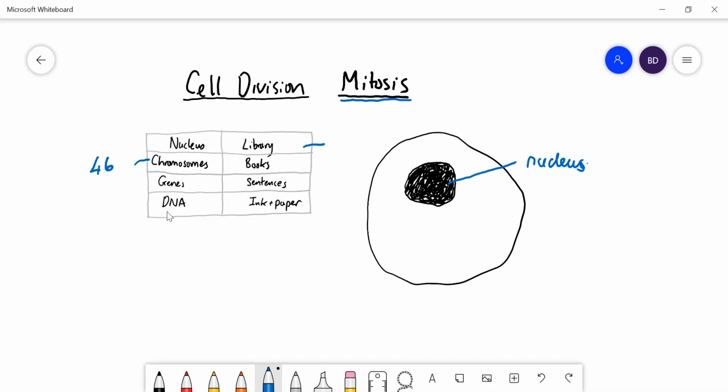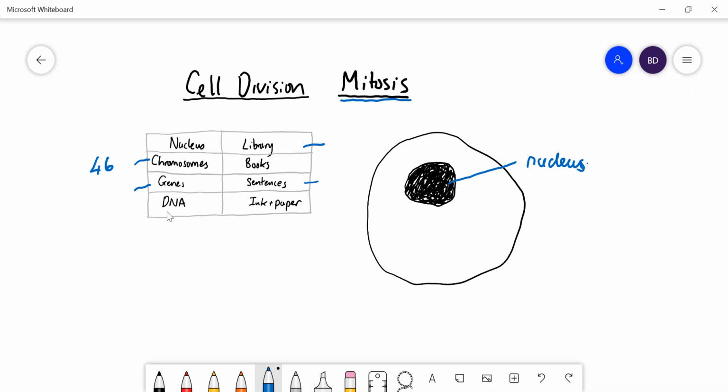Different species will have slightly different numbers of chromosomes. Humans have 46. And on those chromosomes, we have genes. And if you like, they are like the sentences in a book. And what are those? The instructions. So you might have a gene which says give you blood group A, give you blood group B, give you brown hair, give you red hair, whatever.